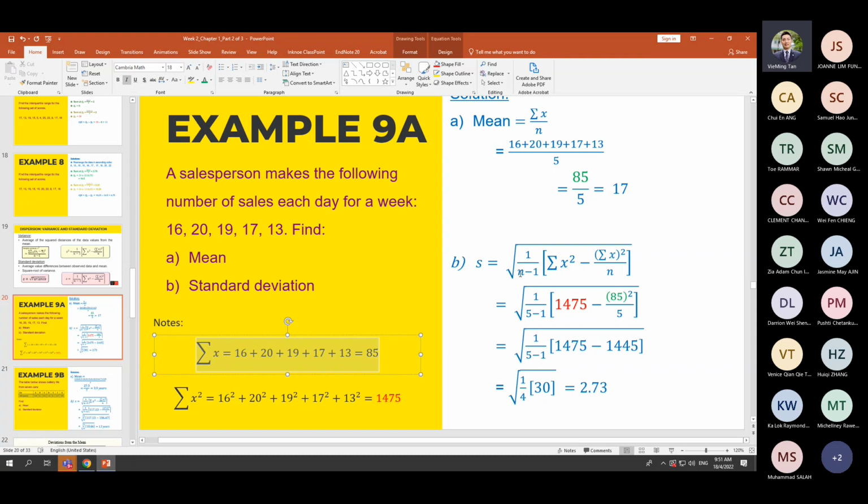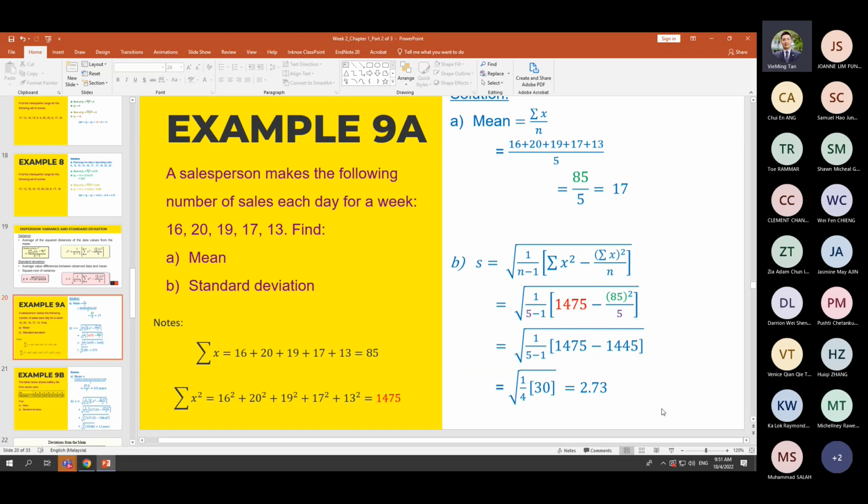Now n refers to the number of data available. For this question, we have 5 data, so we substitute 5 here. Okay, I stop for a while. Any question on this red part? The red part is using the total of x squared, so substitute it here.